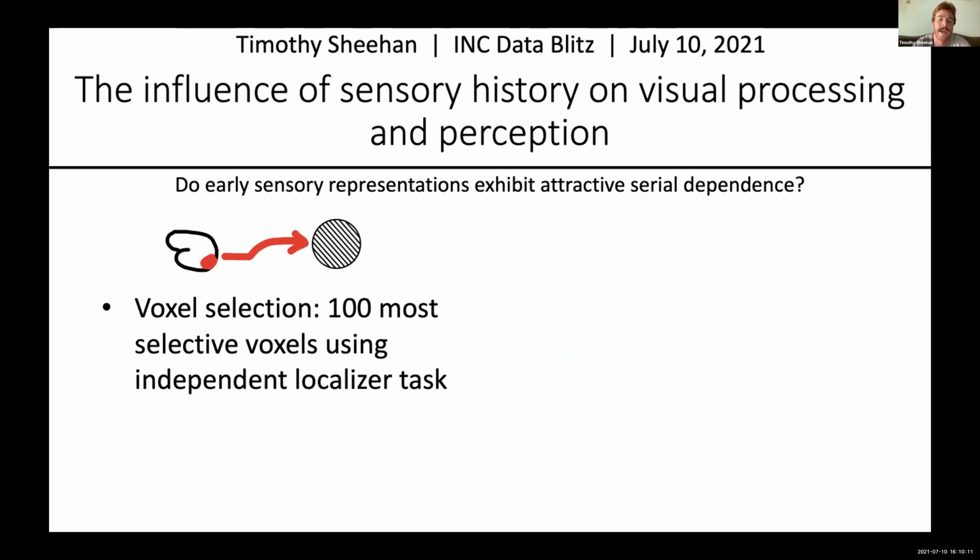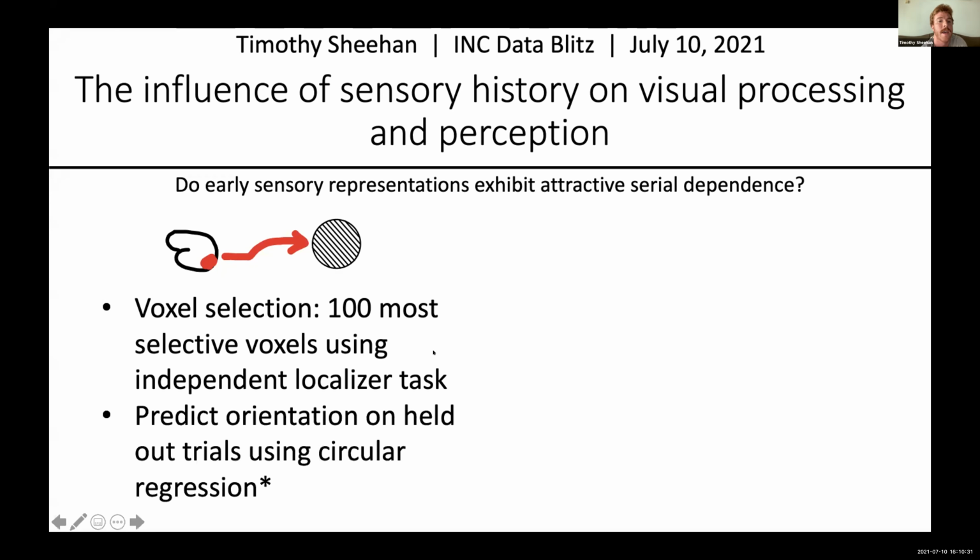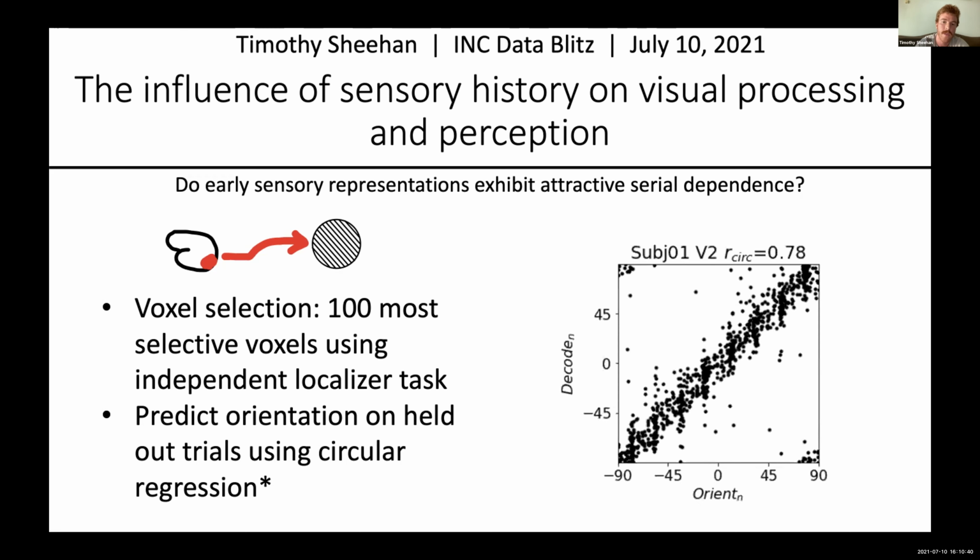We then wanted to look at representations in early visual areas. We used a retinotopic scan to select voxels for different visual regions of interest, and also used a separate localizer scan to identify voxels that were highly selective for orientation. We took the 100 most selective voxels in each ROI, and we used the activity patterns of those voxels to predict the orientation of the stimulus presented on a given trial.